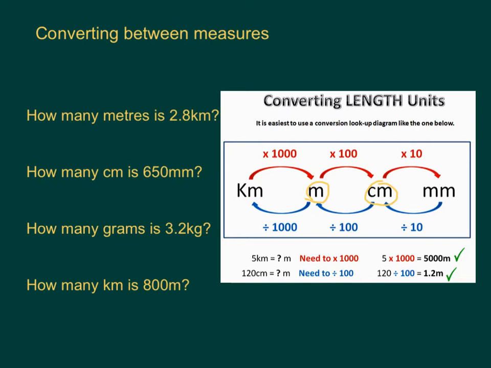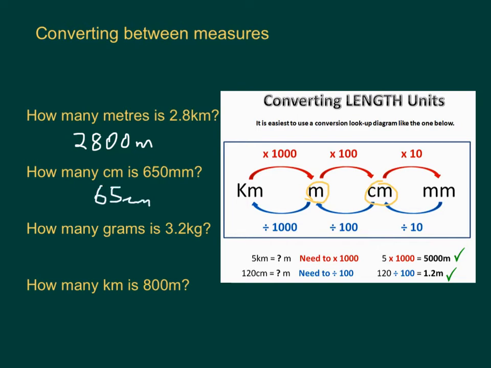So, for the first one, how many metres in 2.8 kilometres? I know there are 1,000 metres in a kilometre, so if I times by 1,000, it'd be 2,800 metres. And then how many centimetres in 650 millimetres? Well, I know there are 10 millimetres in a centimetre, and I know that there won't be as many centimetres as millimetres, because each centimetre is bigger, so it'll be 65 centimetres.